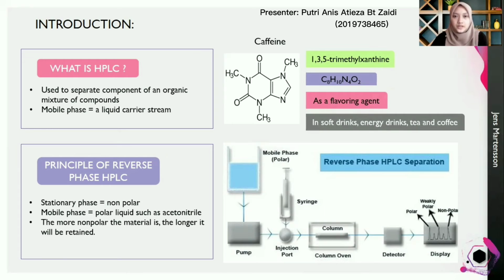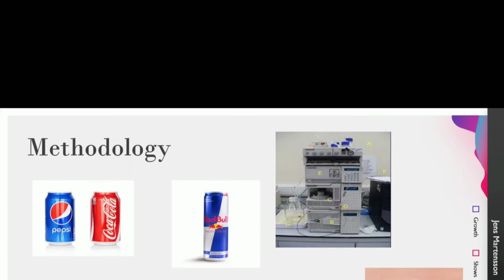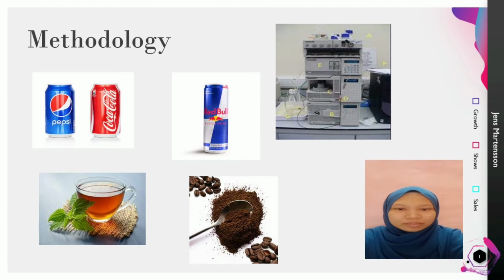In this experiment, a reverse-phase HPLC method was validated for determination of the caffeine content level in soft drinks, energy drinks, tea, and coffee. My name is Siti NurSabrina binti Muhammad Sabri, and I will continue the methodology part. The materials that we are using in experiment 6 are Pepsi Cola, Coca-Cola, Red Bull, tea, coffee, and also the isocratic Waters HPLC.